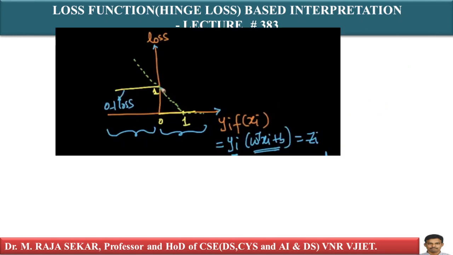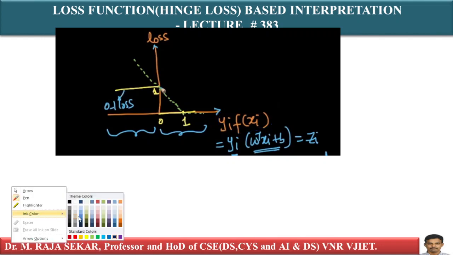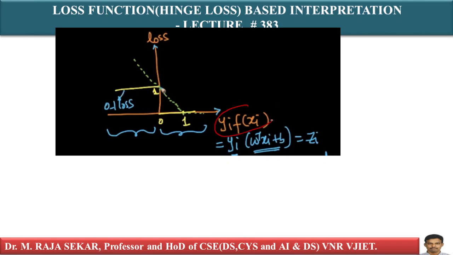Just see this diagram. On the x-axis, what we have is yi times f of xi, isn't it? What is this f of xi? In the case of support vector machines, f of xi is w transpose xi plus b. Let me assume yi times (w transpose xi plus b) as Zi. This is on the x-axis, and on the y-axis you have loss.